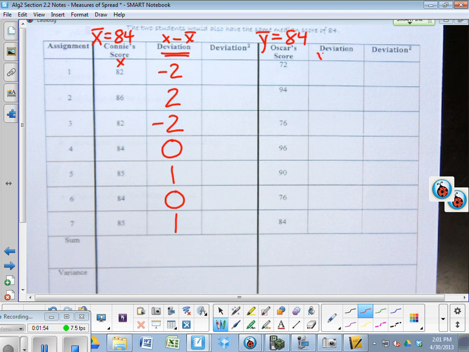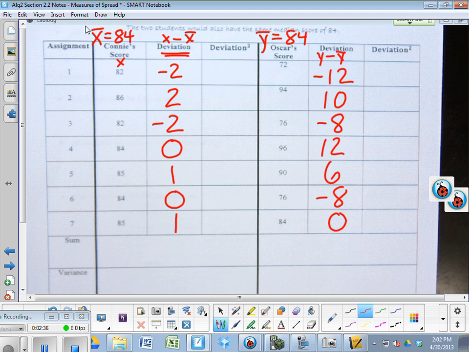When you do y minus y bar for him, what's 72 minus 84? Negative 12. He was 12 under his average that time. 94 minus 84, 10 above. Continue with the column. 76 minus 84, 8 under, 12 over, 6 over, 8 under, right on. So you can see right away he's less consistent. So what do you expect his standard deviation to be? Bigger or lower? Bigger. Bigger than Connie's.